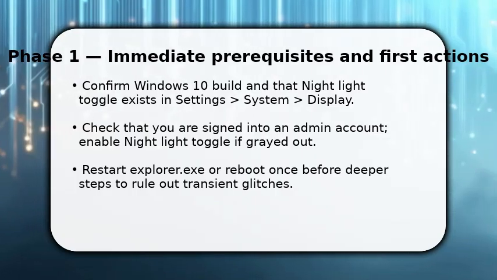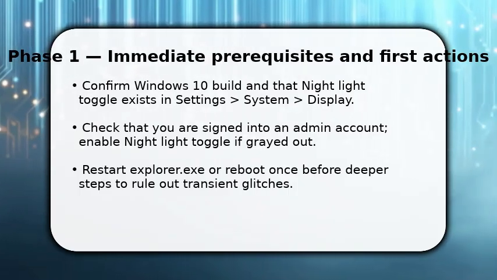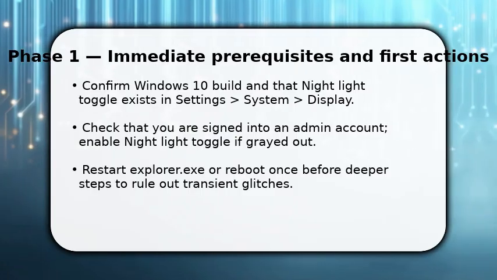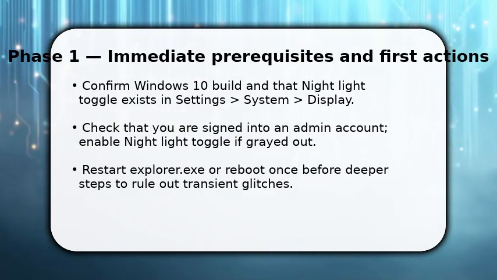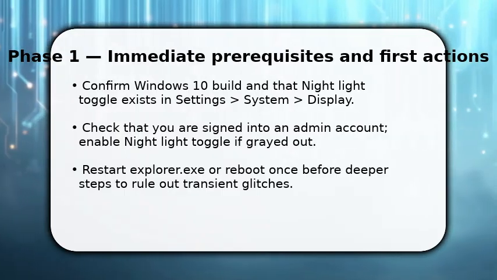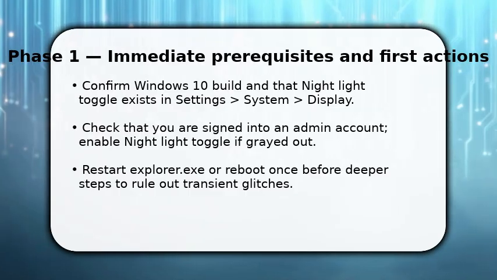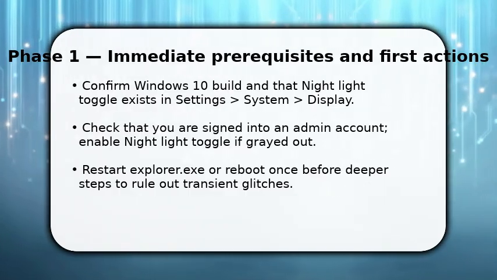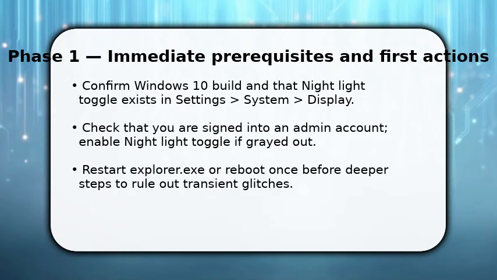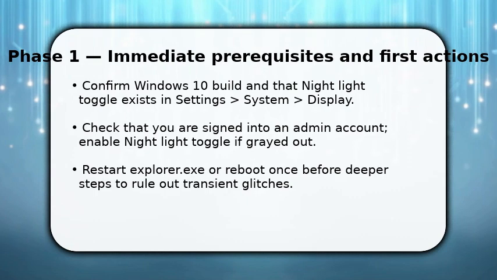You start by verifying prerequisites. Make sure you are on Windows 10 and signed into an admin account because permission affects display services. Open Settings, System, Display and look for the Night Light toggle. If it's available, try toggling it now to see if the issue is temporary. Once done, restart Explorer.exe or perform a full reboot. This clears simple UI or service hangs and saves time before we proceed to deeper configuration fixes.